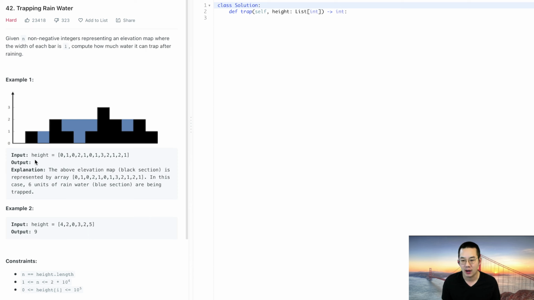So here we have this input and it's called height, and we have an output of 6. The reason being we could trap water of 1 here at this location of 0, 1, 2, 3. Let's get the index out. I think that's particularly important here for us to see where we are.